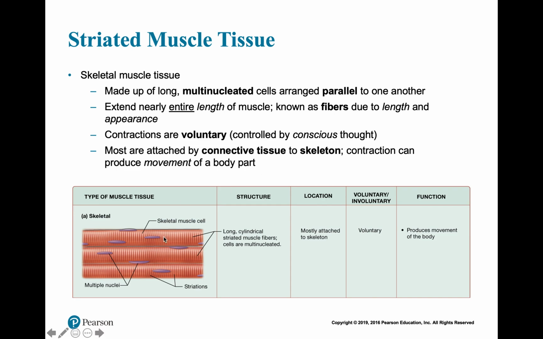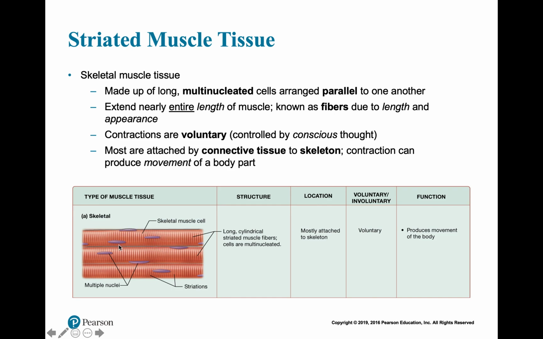All right, so skeletal muscle cells are multinucleated. You see this is a cell, this is a cell, this is a cell. The nuclei are kind of pushed to the periphery, and you'll see why in a little bit. It's because they're so full with myofibrils.